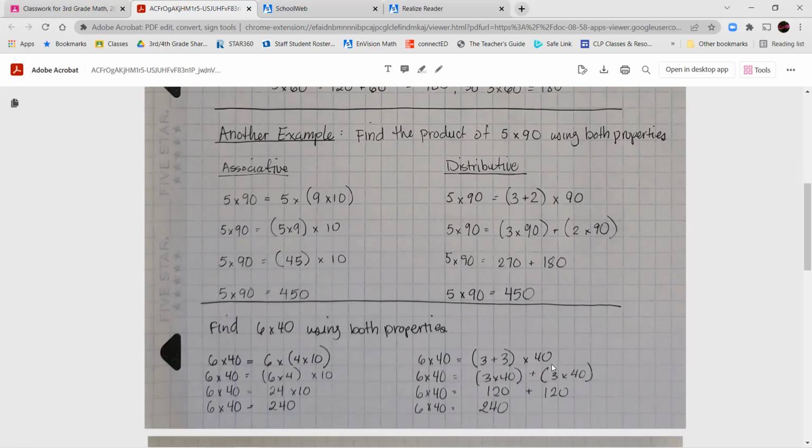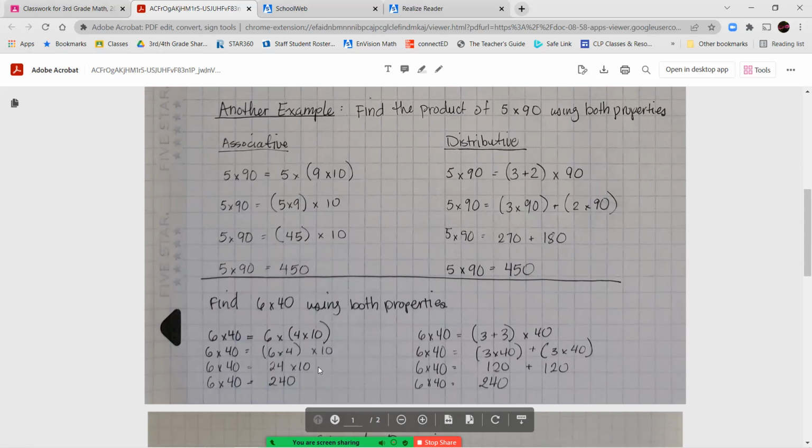So I put up another example to find 6 times 40, also using both properties. So my associative is still here on the same side where my associative was in the last problem, and the distributive is on the other side. 6 times 40 is the same thing as 6 times 4 groups of 10, or 4 times 10. I decided to do the 6 times 4 first and then multiply all of that by 10. I know that 6 times 4 is equal to 24. 24 times 10 is 240. So 6 times 40 is equal to 240.